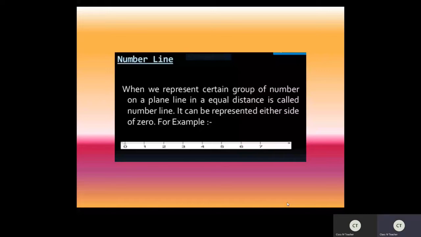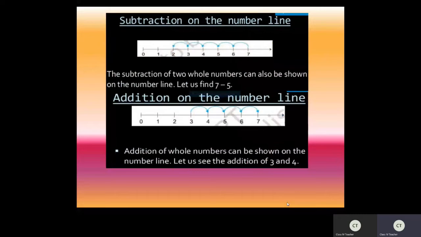Example line is drawn there, you can check it. Then next, subtraction on a number line. The subtraction also you can check here. Example is given 7 minus 5. We are going backward.